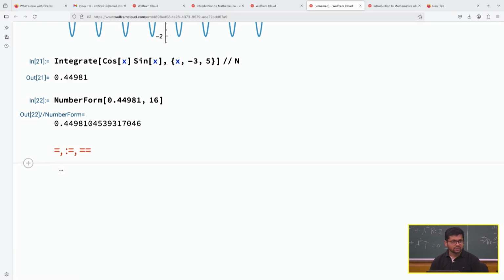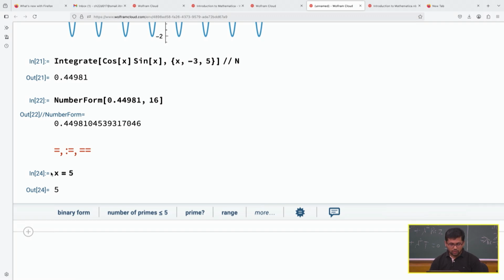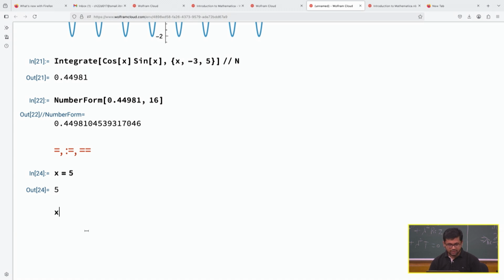If you have to assign a value to any variable, you will use single equal to. Suppose I have to say that x is equal to 5. Then I will use single equal to, and I will press shift enter. So, what will it do? It will assign the value of x as 5. So, in a later cell, if I use x and press shift enter, it will give me the value of x as 5.